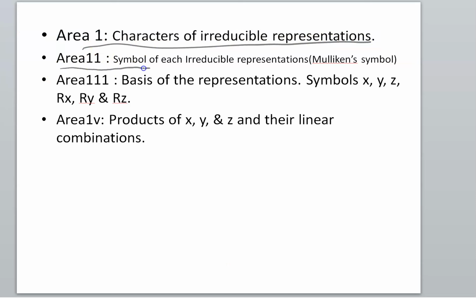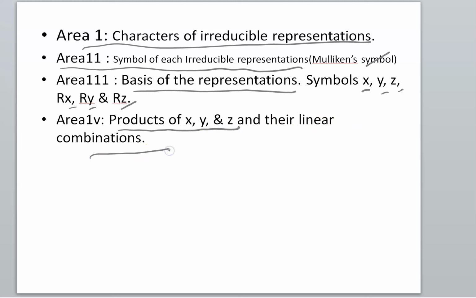In area 2, we are writing the symbol of each irreducible representation, that is Mulliken's symbol. Area 3, we are writing the basis for the representation, that is symbols like x, y, z, rx, ry and rz. Area 4 contains products of x, y, z and their linear combinations. Okay, next.